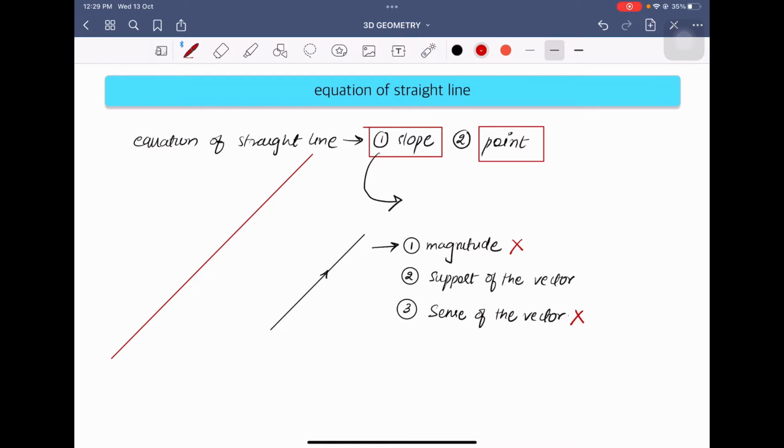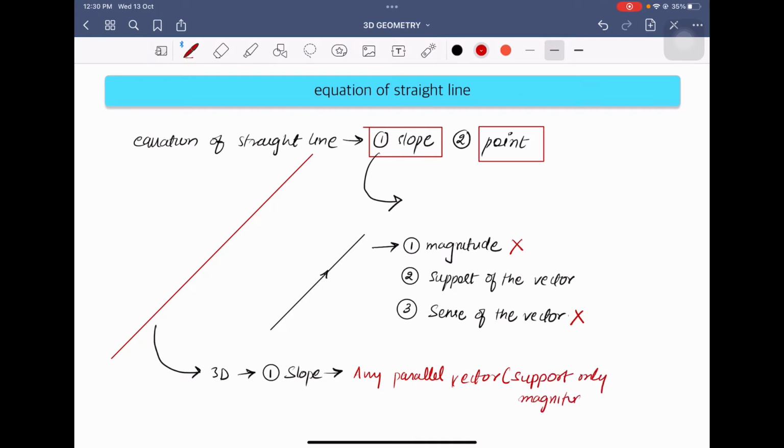So for this line in 3D, we need two things. First is the slope, which will be given to us by any parallel vector. So we need the support only. The magnitude and the sense will not matter. So magnitude and sense do not matter. Okay, so remember this part.